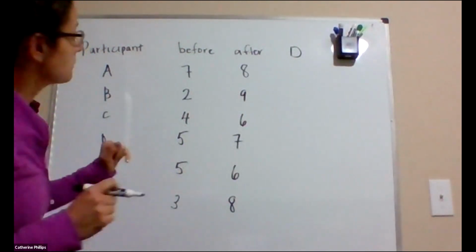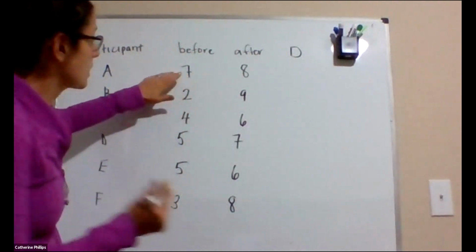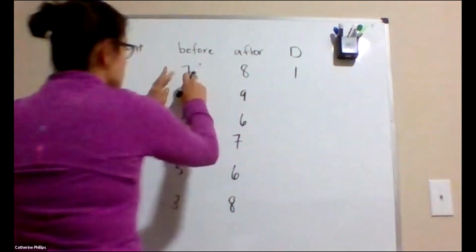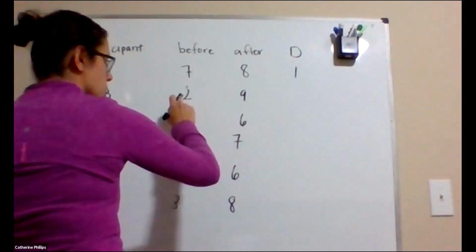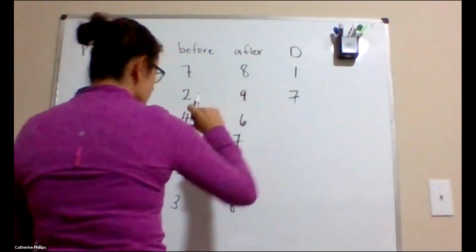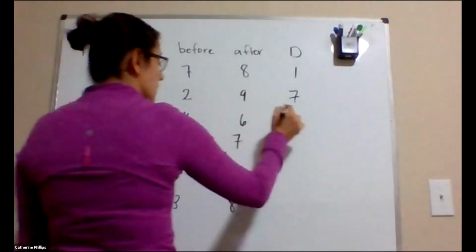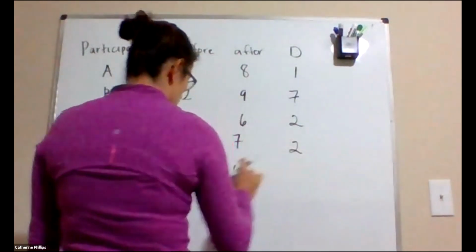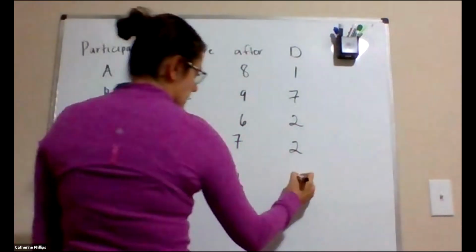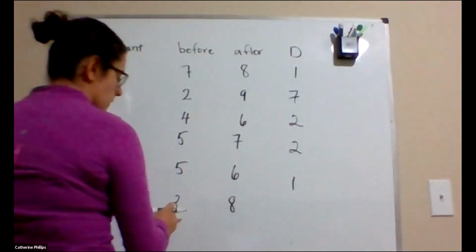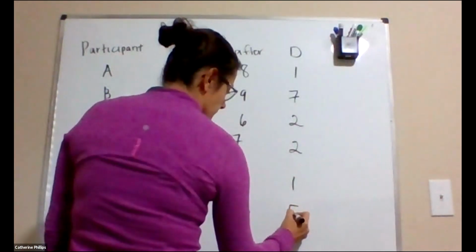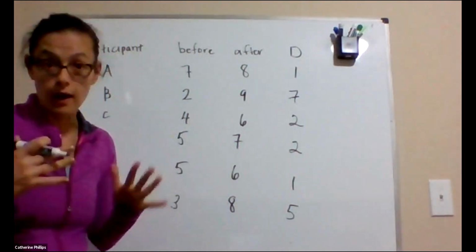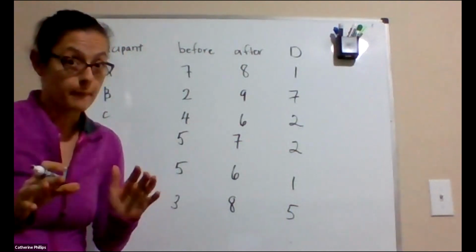So calculating the difference scores, I'm going to take after, subtract before. That is 1. So 8 subtract 7 is 1. 9 subtract 2 is 7. 6 subtract 4 is 2. 7 subtract 5 is 2. 6 subtract 5 is 1. 8 subtract 3 is 5. In this case, all of the difference scores are positive. That doesn't always happen.